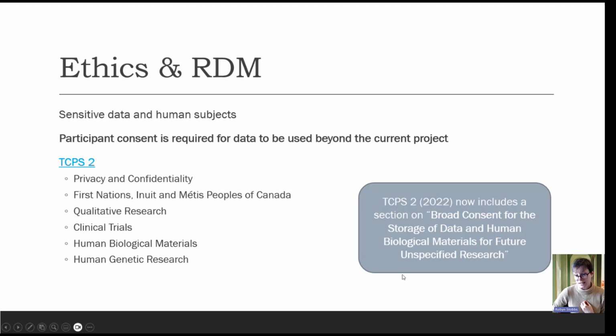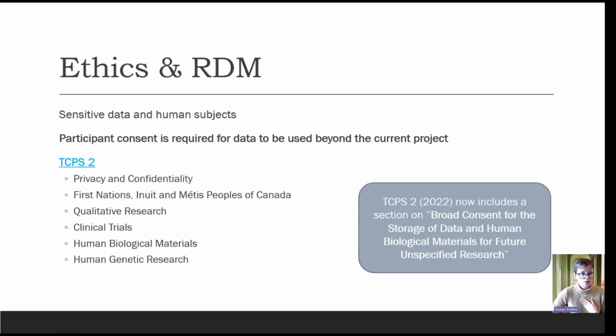And I'm going to highlight here the TCPS2, the Tri-Council Policy Statement on the Ethical Conduct of Research, which was updated at the end of 2022 and released at the start of 2023. It now has a new section on the broad consent for storage of data and human biological materials for future unspecified research. It's an important section to look at if you're planning to share your data, because it goes over things that an ethics board is going to look at in your application if you want to share your data. It doesn't mean you can't share it. It just means that you need to think out the implications of doing so and how to appropriately address it.